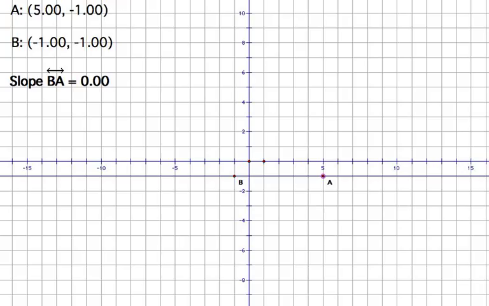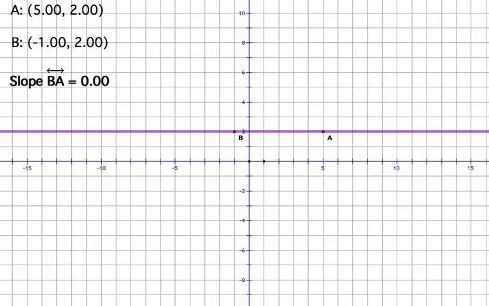If I move this entire line, you'll see that the y value is staying exactly the same, even though they're changing. So when you calculate the slope, the numerator is always going to be 0, and 0 divided by anything is 0. So the slope of all horizontal lines is 0.